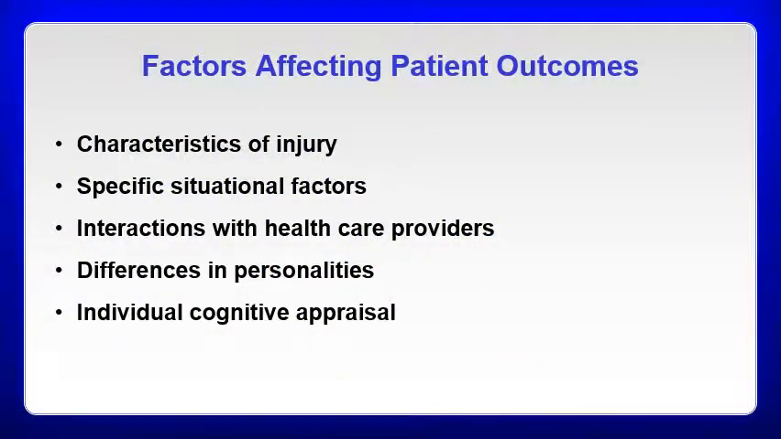So what are some factors that affect patient outcomes as far as injury is concerned? Obviously the characteristics of the injury, the severity, things of that nature, looking at how long, based on the severity of the injury, it will keep the individual out of competition or activity, depending upon your patient population. Specific situational factors that the person has, whether that's personally with their family, situationally as far as how the injury occurred, where they're at in their athletic career, things of that nature. There are various things that could be impactful there.